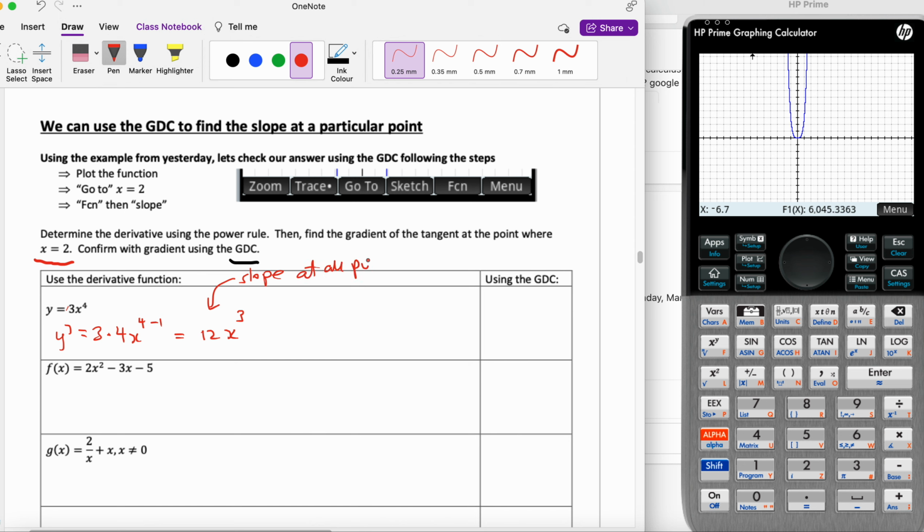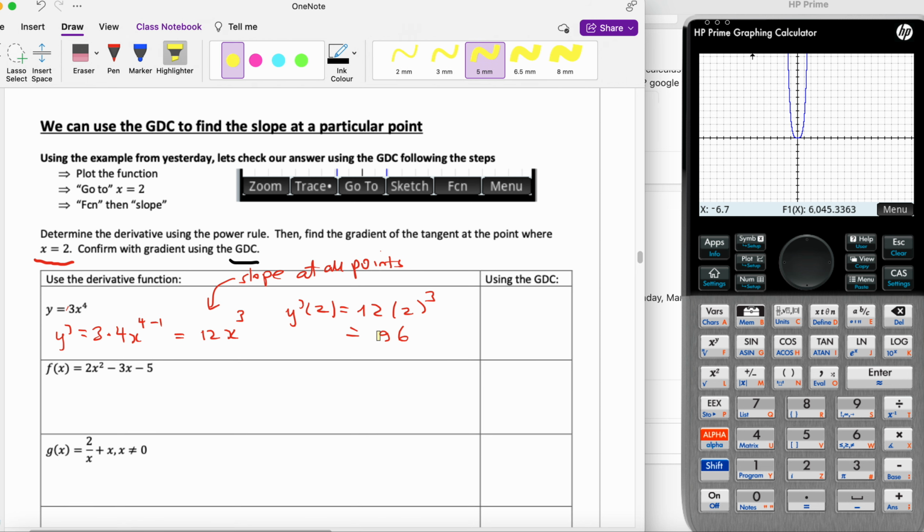So now if you need it at 2, then what you can do is you can just say, hey, I want the slope at 2, and we're just going to substitute the x value being 2. So what is this? This is 8 times 12, so this should be 96.